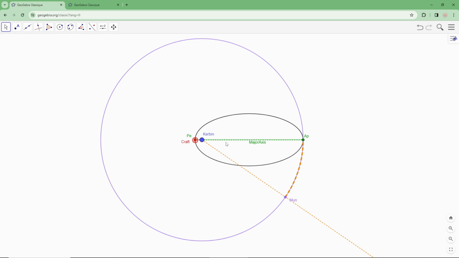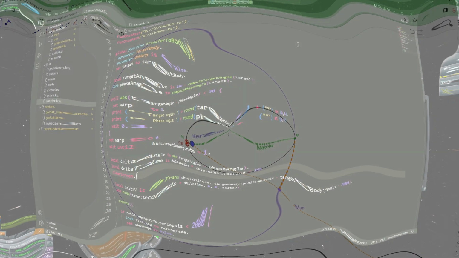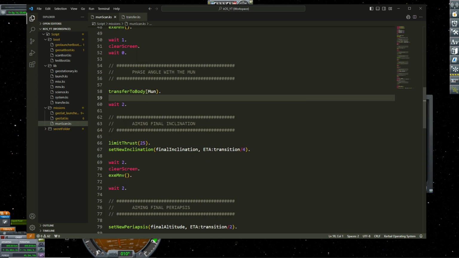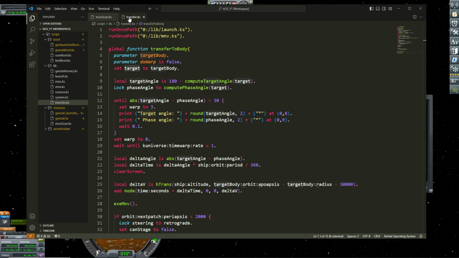So when you are writing difficult scripts, some complex scripts, sometimes the problem is not kOS, the problem is the math or the physics behind the script. Okay, and this is the script. So first I set my target to the target body. Okay, so in my case my target body is the moon. Okay, but you can change it for Minmus.